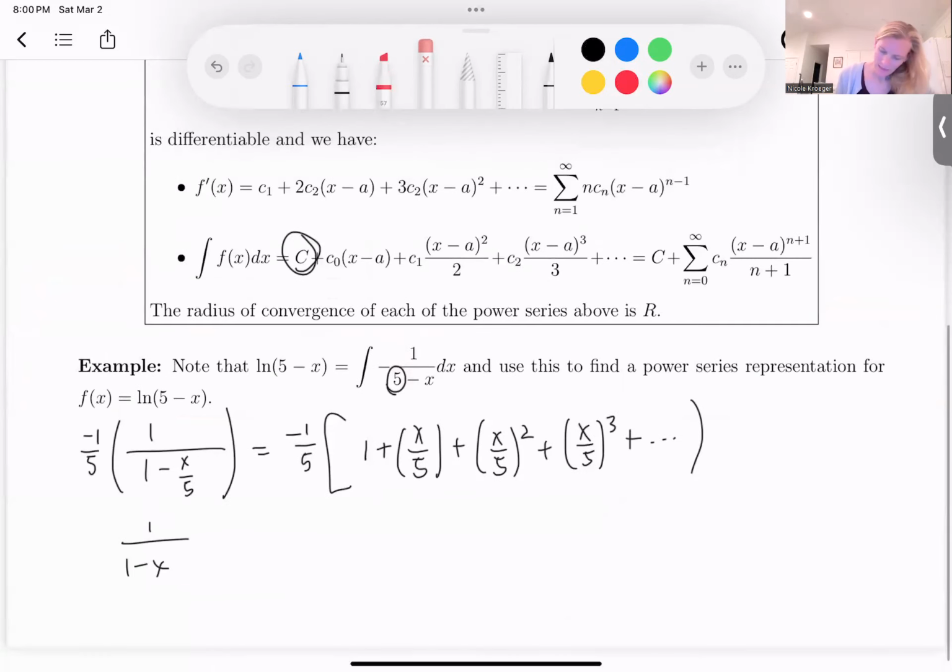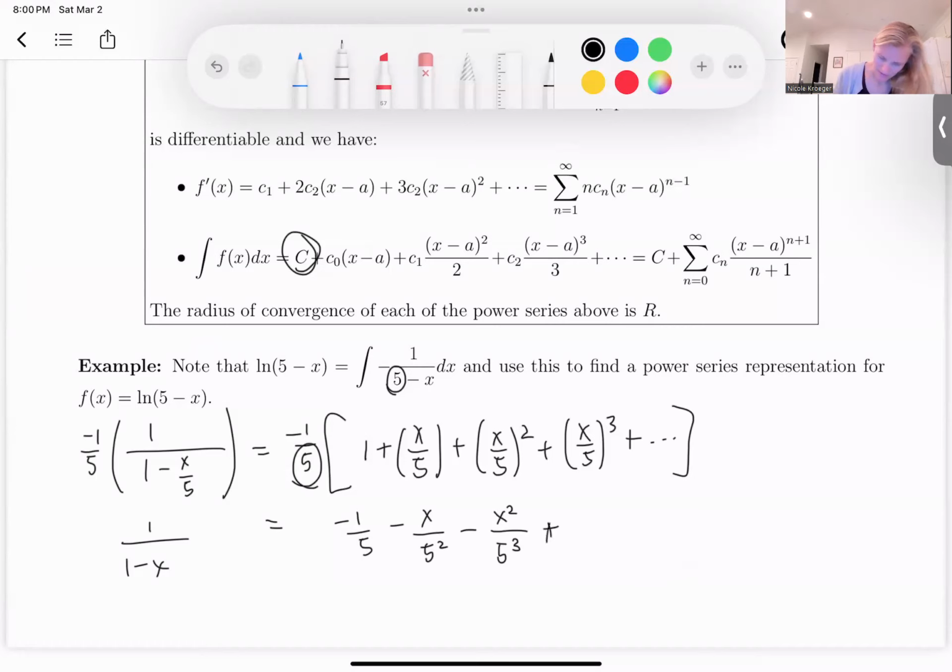Okay. And now I'm going to rewrite this as -1/5 minus x over 5 squared when I multiply that 5 through. Then I'm going to have minus x squared over 5 cubed, plus... minus, because I'm multiplying by that negative 1/5. Goodness, minus x cubed over 5 to the 4th. Okay, so that is the stuff inside the integral. Now I want to integrate this.